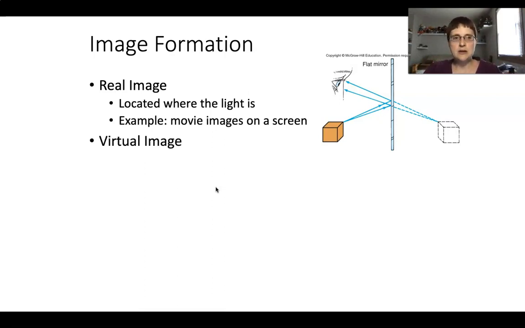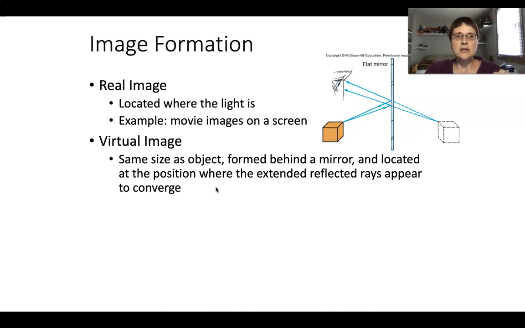A virtual image, on the other hand, is going to be created by reflected light. The example of a virtual image is like what you can see here in this mirror. It's going to have the same size as an object and be formed behind a mirror. So it's going to look like it's behind that reflective surface. And it's going to be located at the same position where the reflected rays appear to converge. So let's see what I'm talking about here. We take a look at this picture.